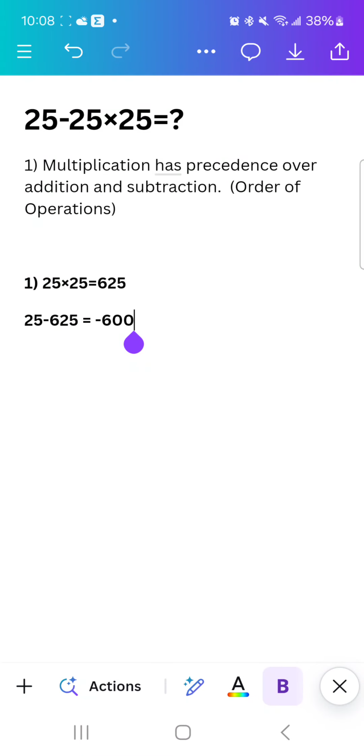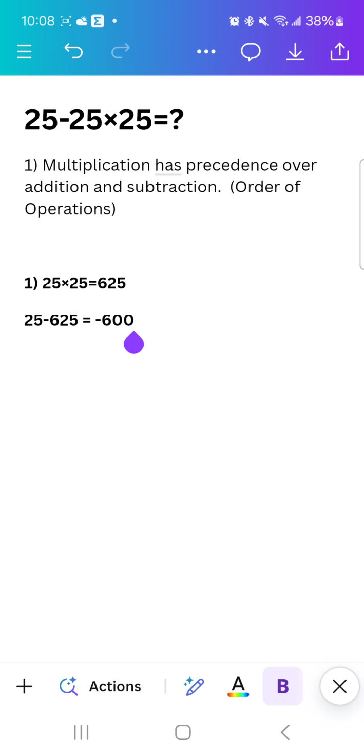We've got a really simple mixed operations problem that I found online and just thought I would toss this one out there. It's 25 minus 25 times 25 equals what? A lot of times people will solve these and think that they should just go left to right and take 25 minus 25 and get 0, and then have 0 times 25 and get 0, but that's incorrect.